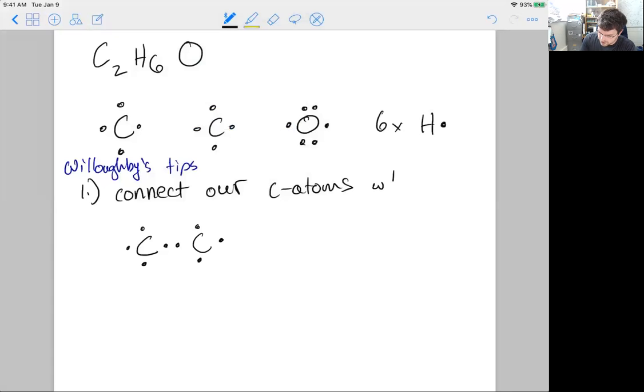And I should clarify with single bonds. I don't want to haul off and start drawing double bonds because double and triple bonding sort of depends on what we need.